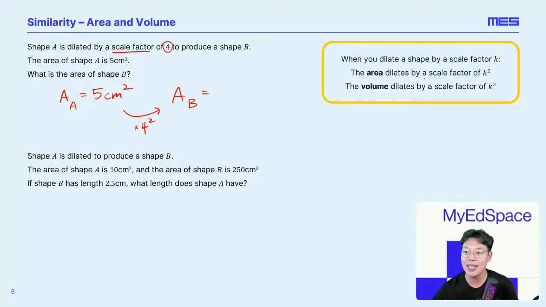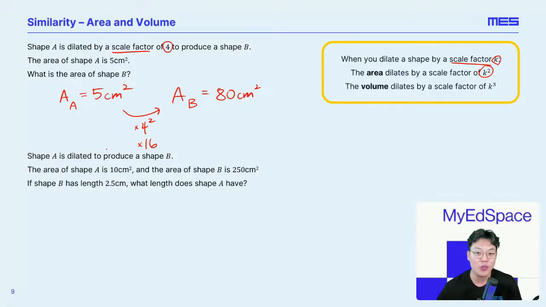The area dilates by a scale factor of k squared if the scale factor is k. K is equal to 4. We're going to multiply by 4 squared, which is the same thing as multiplying by 16. 5 times 16 is 80 centimeters squared. Beautiful. Isn't this so cool? Now let's check out the second example.